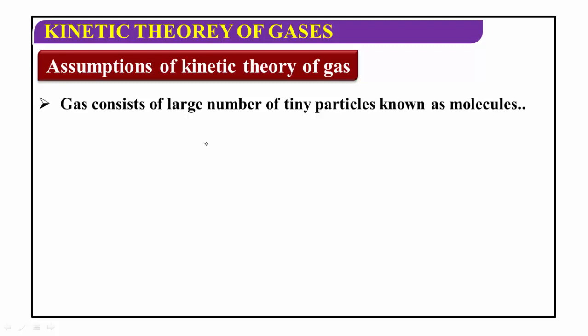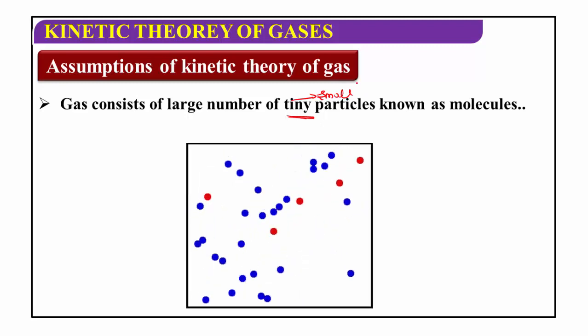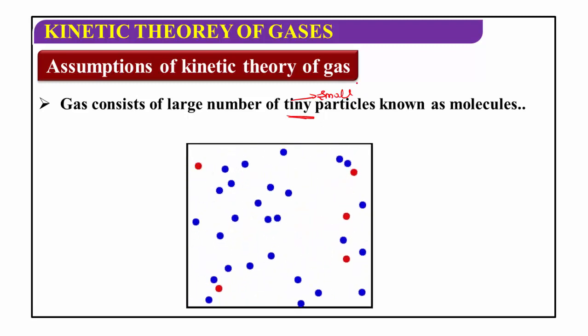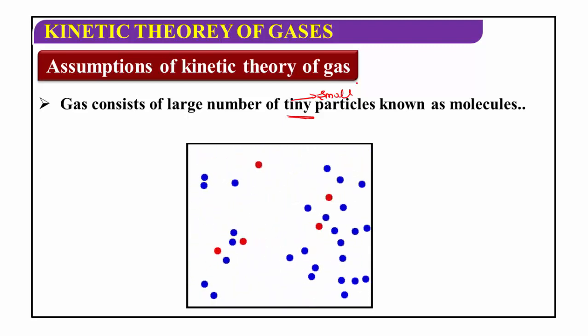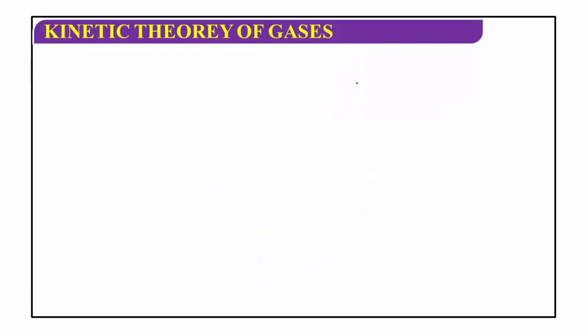Gas consists of a large number of tiny particles, known as molecules. Tiny means very small. In this system, n number of gas molecules are present. It consists of a large number of small particles. This is known as molecules.